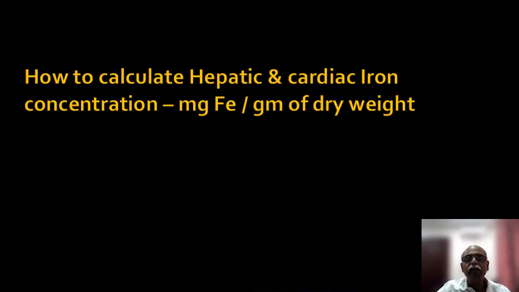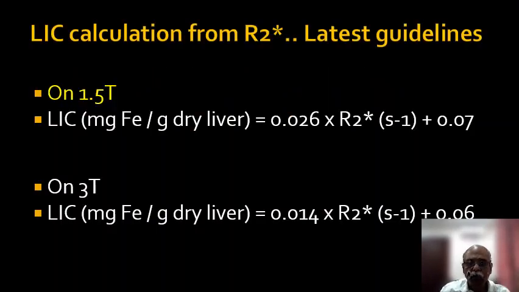Now, how to calculate the hepatic and cardiac iron concentration? Now, the three steps are calculate R2 star, calculate T2 star. Now calculate the accurate hepatic iron or myocardial iron concentration, and that is expressed as milligram of iron per gram of dry weight of liver or heart. How to calculate? On a 1.5 T, these are the calculations. You can make note. You can just freeze this in the video and then note this.